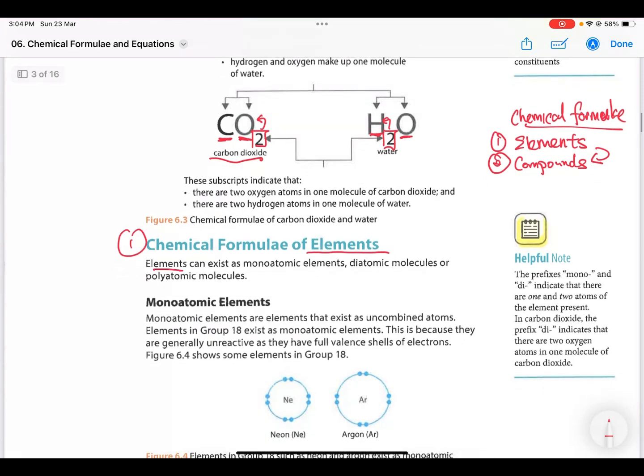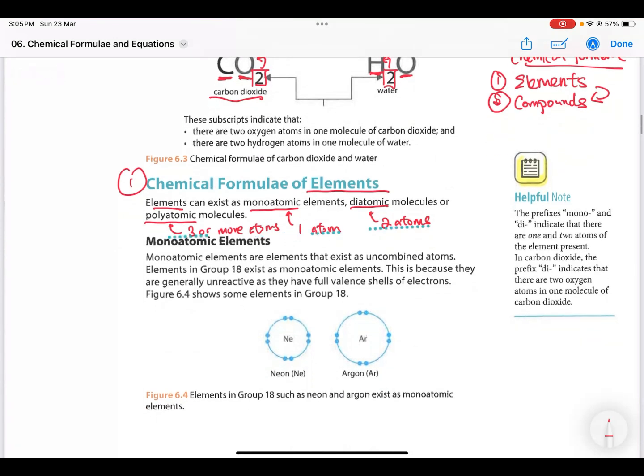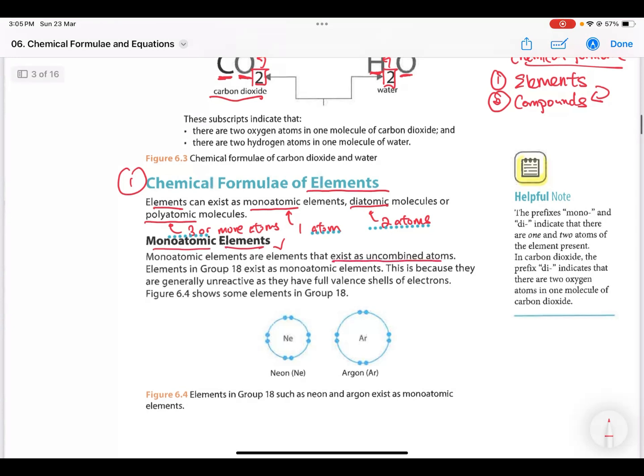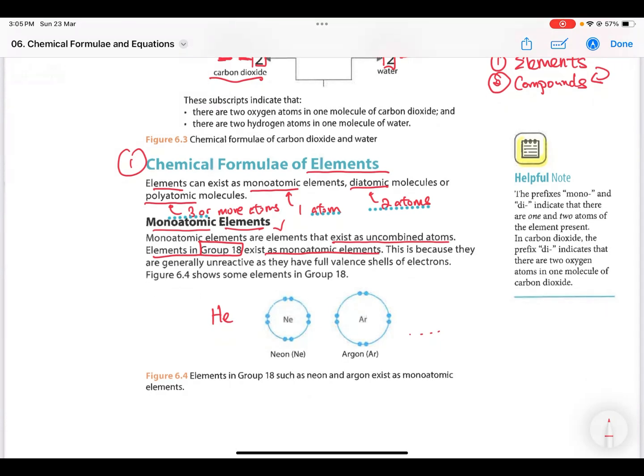Elements can exist as monatomic, diatomic, or polyatomic. Monatomic means 1 atom. Diatomic means 2 atoms to form the molecule. Polyatomic means 3 or more atoms to form the molecule. So let's start with monatomic elements first. These are single atom elements, so typically they exist as uncombined atoms. And where can you find them? All your elements in group 18 exist as monatomic elements, so neon, argon, before that helium, and so on and so forth.